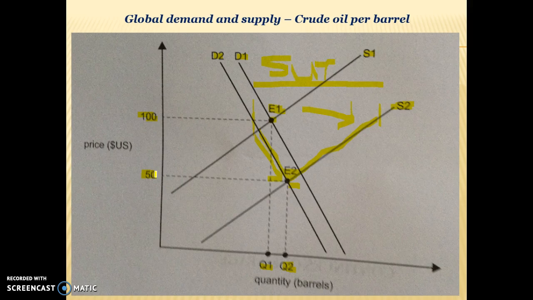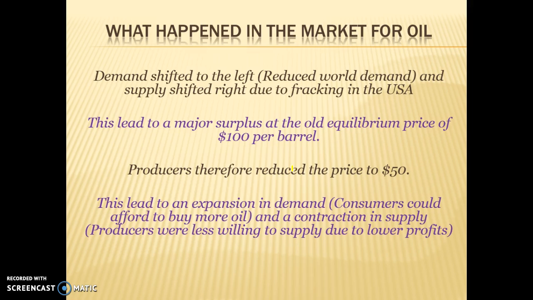So to sum up what happened in this graph, demand shifted to the left, supply shifted to the right. We had a big surplus. As soon as we have a surplus, we have to do something. So the producers go, we're going to lower the price so we don't have all this oil that we're not selling. They lower the price. That causes an expansion in demand, more affordable for consumers, and a contraction in supply until we reach this point E2. You need to be able to follow that whole process through.